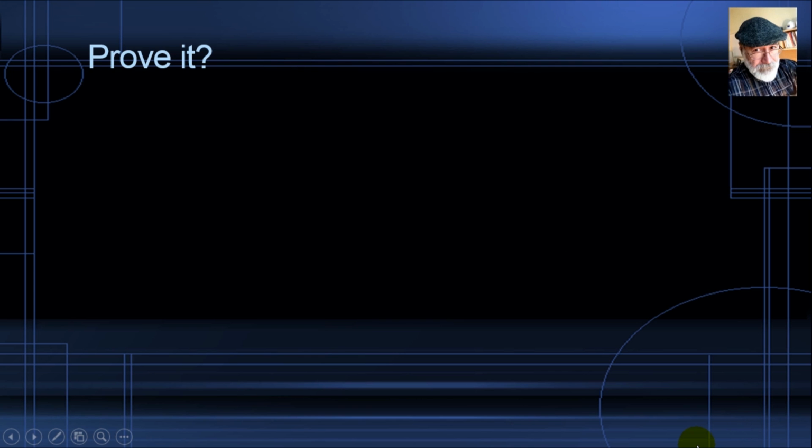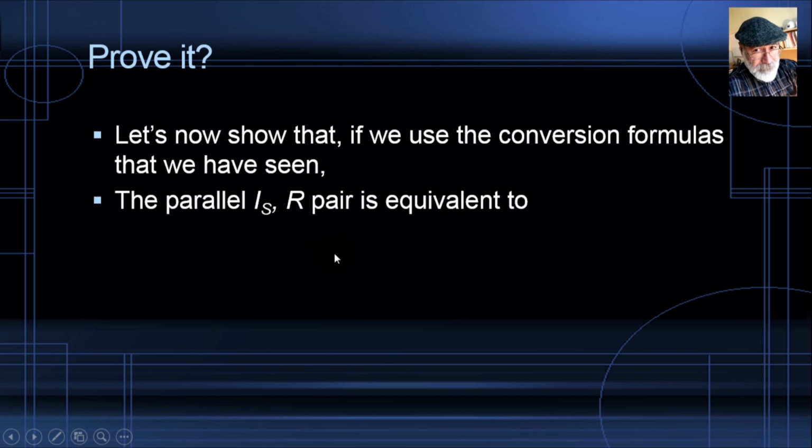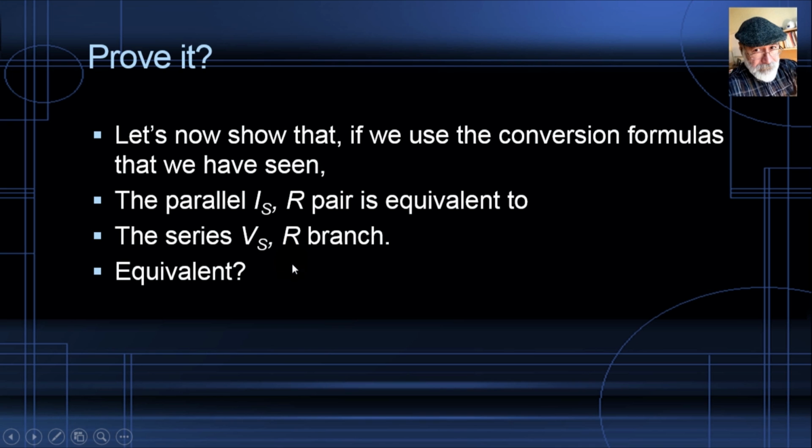Prove it, eh? Now you challenge me to prove all this. You want me to show that it's true that if we use the conversion formulas that we have just seen, the parallel of the current source and the resistor is equivalent to the series of the voltage source with that resistor. But equivalent? Equivalent how exactly?